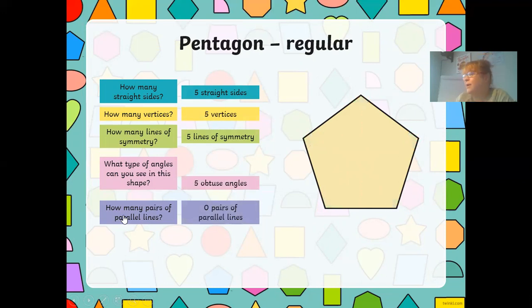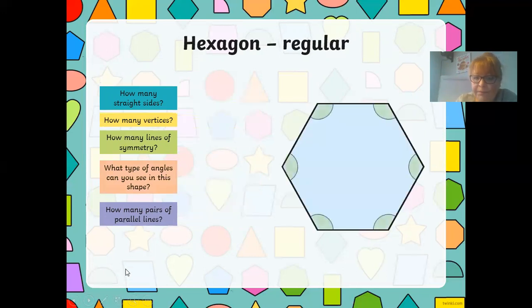With a regular shape, so a regular pentagon, regular hexagon, regular octagon, nonagon, decagon, because their angles are the same size and because their sides are of equal length, however many sides they've got is how many lines of symmetry they've got. That's the easy way to remember it.